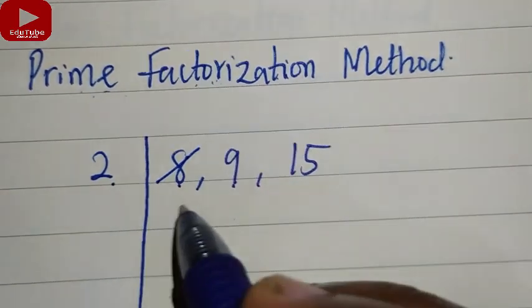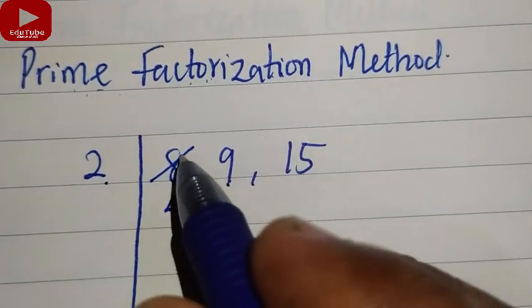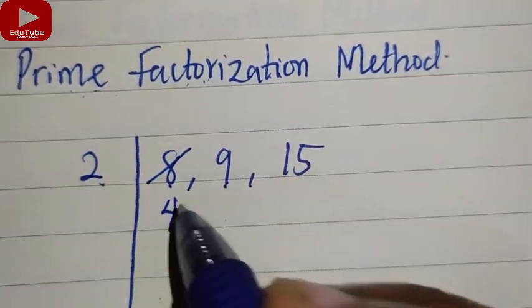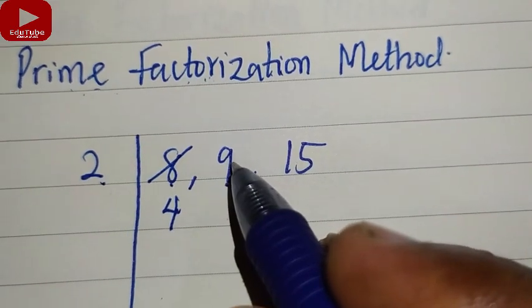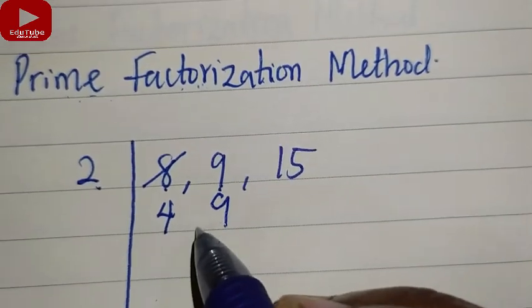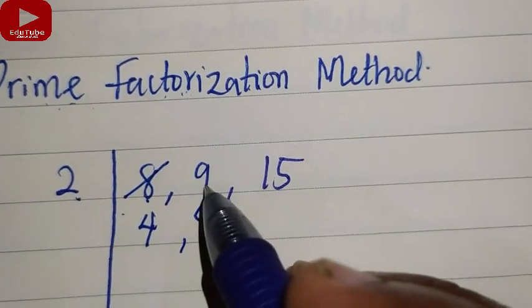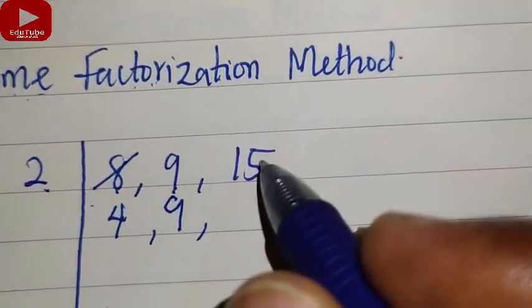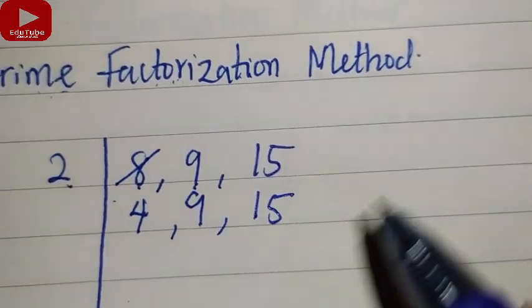So 2 in 8 will give me 4. Now I crossed out 8 because 2 can divide it. Now 2 cannot divide 9. 2 is not a factor of 9. So I'm going to drop down the 9. That means repeat the 9 because 2 does not divide it, and you can see I didn't cross it. Then 2 cannot divide 15, so I'm going to repeat 15 as well.